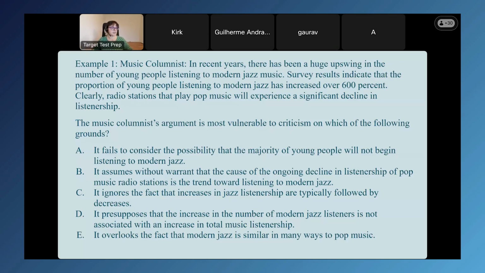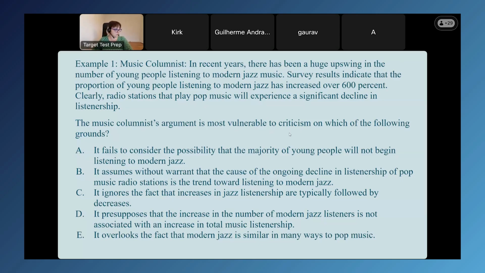Music columnists. In recent years, there has been a huge upswing in the number of young people listening to modern jazz music. Survey results indicate that the proportion of young people listening to modern jazz has increased over 600%. Clearly, radio stations that play pop music will experience a significant decline in listenership. The music columnist argument is most vulnerable to criticism on which of the following grounds?